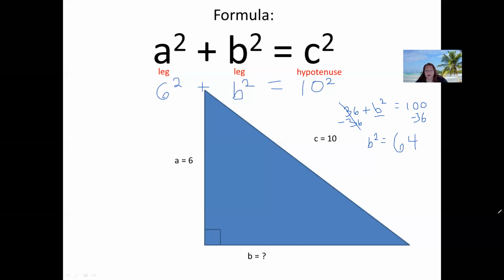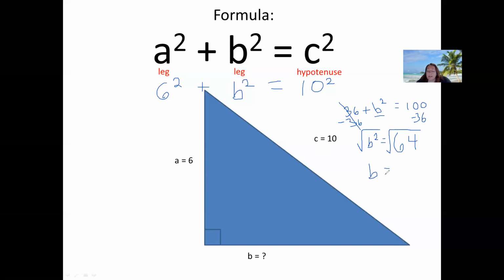But that's B squared. That would be weird if side A is 6, side B is 64, and side C is 10. That would be a little bit weird. So you know you're not done, because it has to be smaller than the hypotenuse. And then that's when you remember, oh yeah, in order to find B, I have to take the square root of B squared, because the square root undoes the square. So I'm going to do that on both sides.